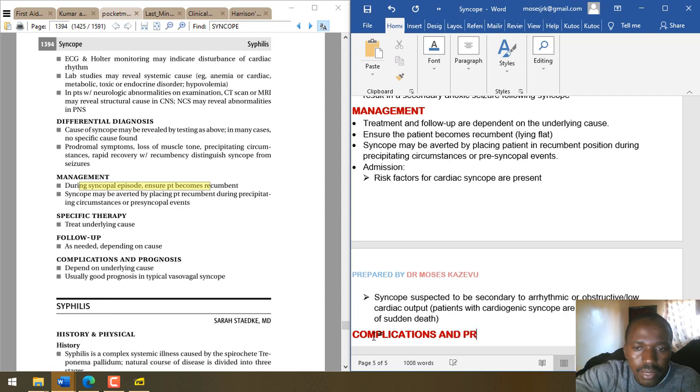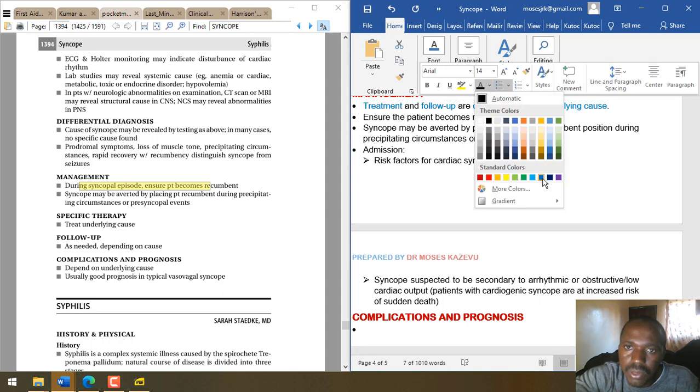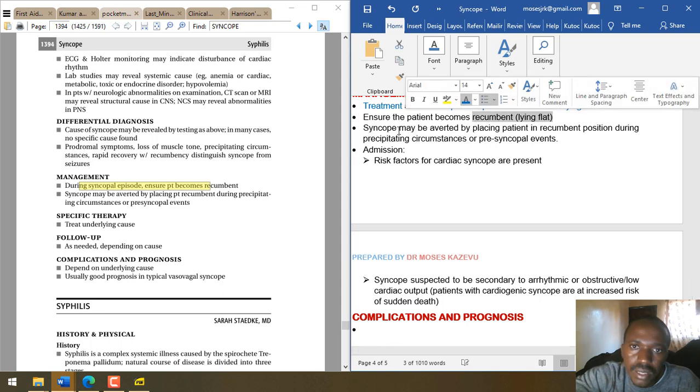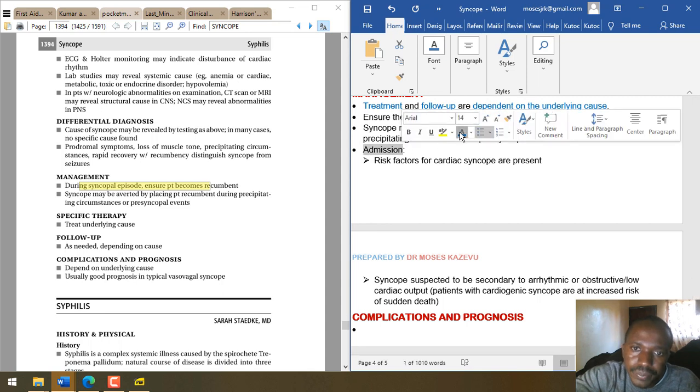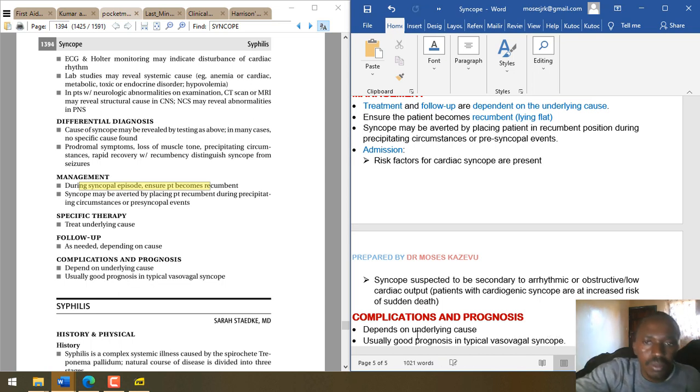But we're just trying to study through the topic and ensure that we understand. So here, treatment and follow-up depend on the underlying cause. So we highlight that. Blue, of course. So ensure that the patient is recumbent or lying flat over there. And these are the admission criteria. Okay, so prognosis also depends on underlying cause. So usually good prognosis in typical vasovagal syncope. Okay, so prognosis is roughly good in vasovagal syncope.